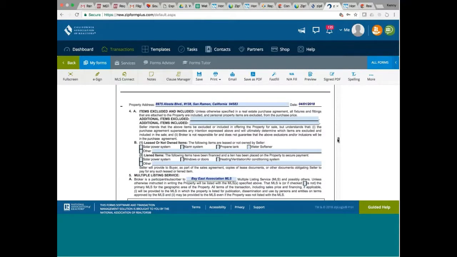On number 4, it can be spelled out in the listing agreement what items are not to be sold. There also may be items that are excluded, and what items are to be included. You have to spell out over here, say, for example, furniture.